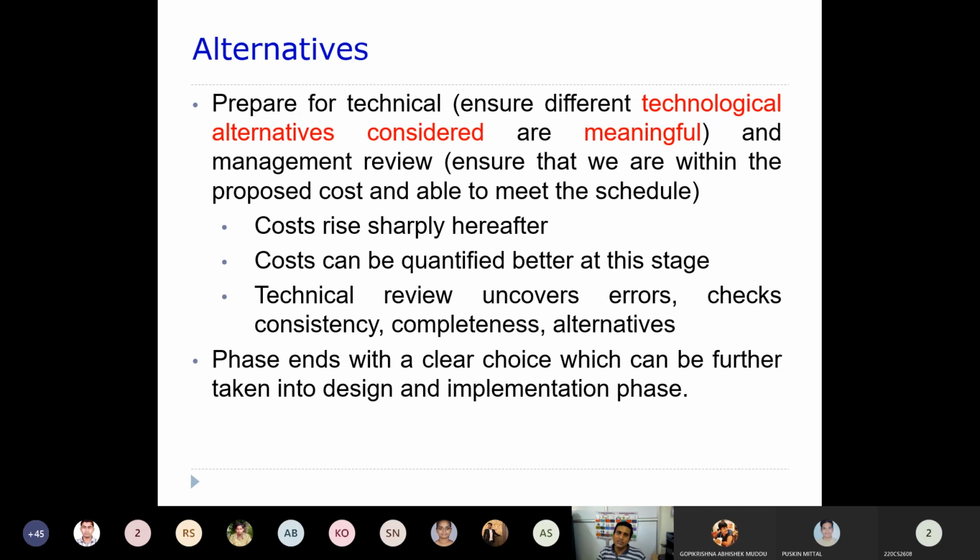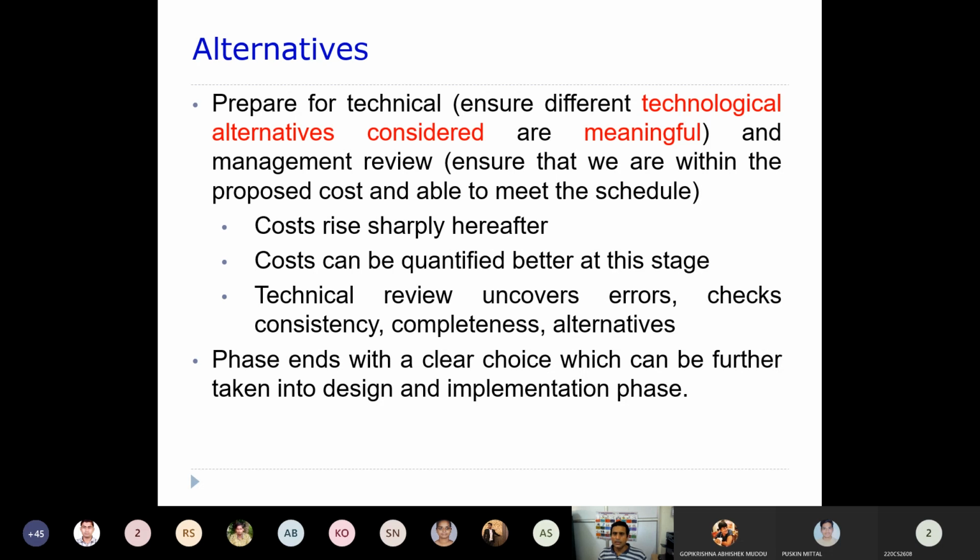Okay, so as part of system design, let's say we have three alternatives, so we will be talking about all three alternatives. And then later on we will talk about that, right? So cost rises sharply hereafter. That means the cost of these projects usually rises sharply from this particular phase only. So cost can be quantified better at this stage. That means you should be able to quantify the cost here in a better way, because hereafter you will be exactly going through an implementation phase.